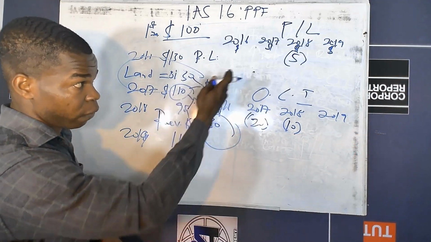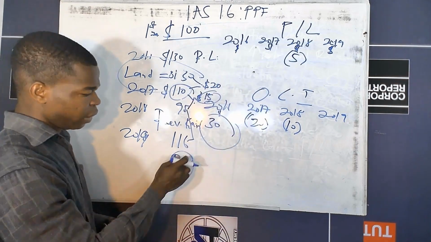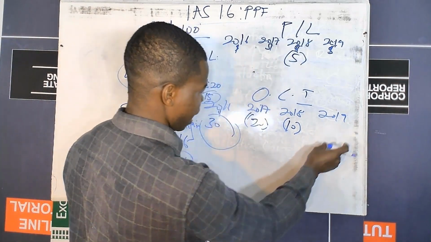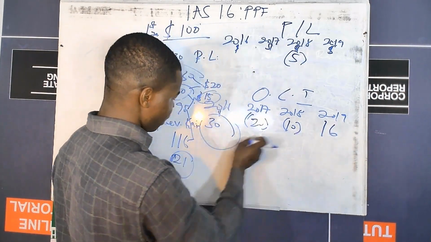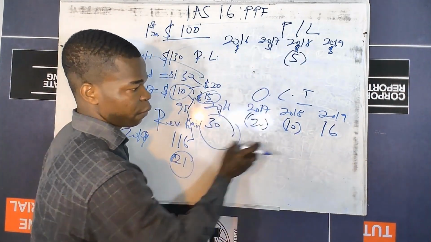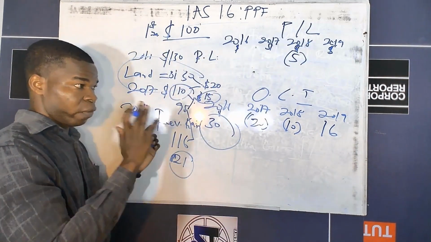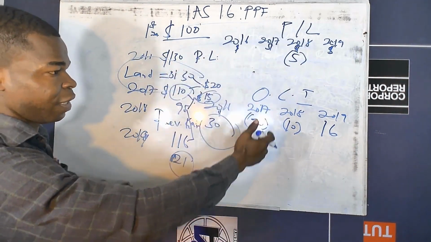Again, because of the nature of our question, you cannot take all the 21 to this account. You are supposed to take only $16, because you will take the 5 from it before you send it here. It is because of the nature of our question, because we have subsequent revaluation.